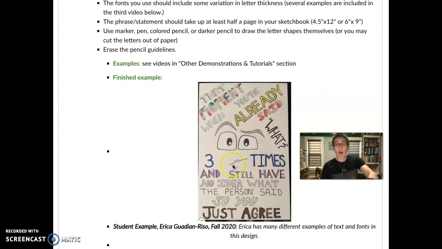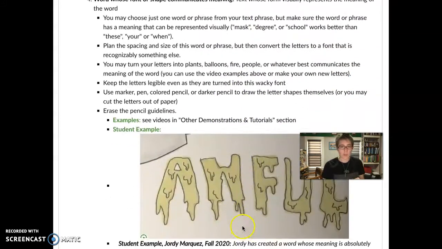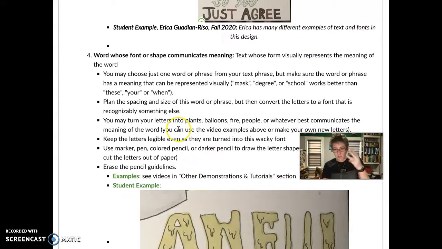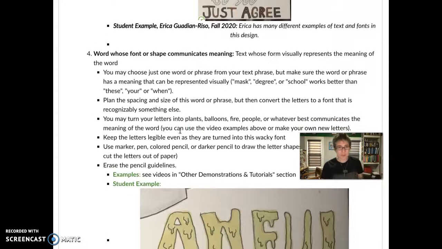This person had a lot of letters. You don't have to use quite this long of text, but you can see this is a great example of lots of different varieties of fonts that they've used. So that's 3, playing around with fonts.